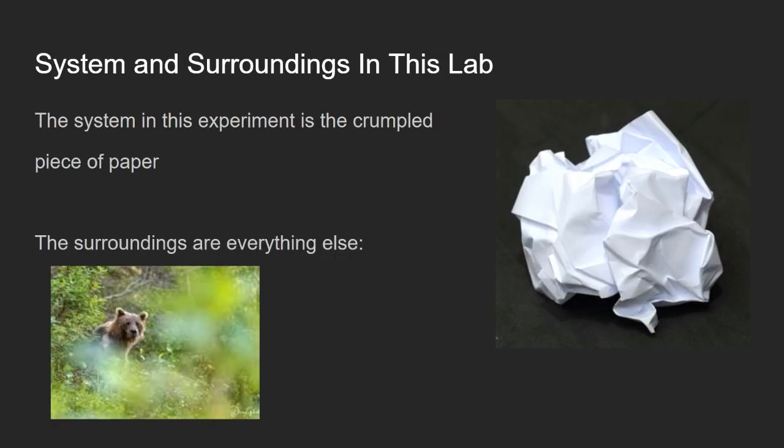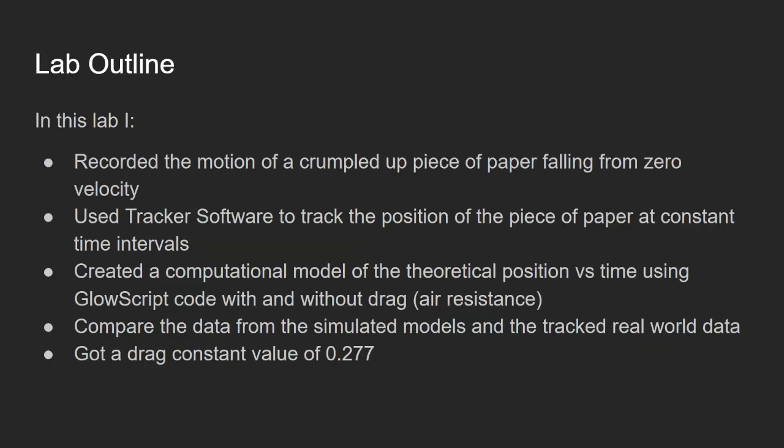In this lab, we have the system and surroundings. The system in this experiment is the crumpled sheet of paper that I'm about to explain, and the surroundings would be everything else. I recorded the motion of a crumpled up piece of paper falling from zero velocity. It's in my hand and I'm dropping it without creating any initial velocity, like I'm throwing it down. It's just straight dropping out of my hand.